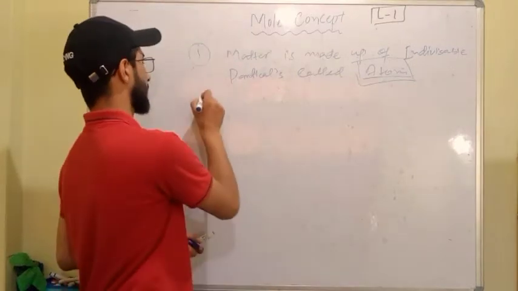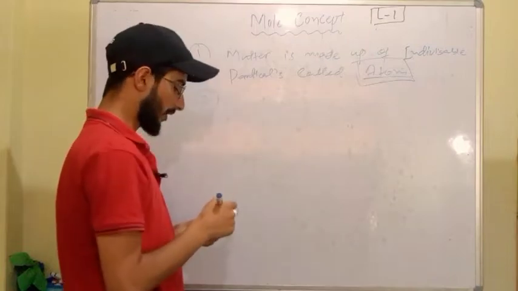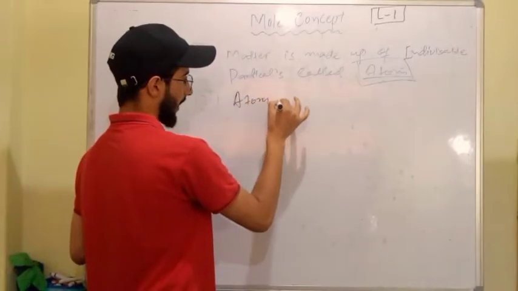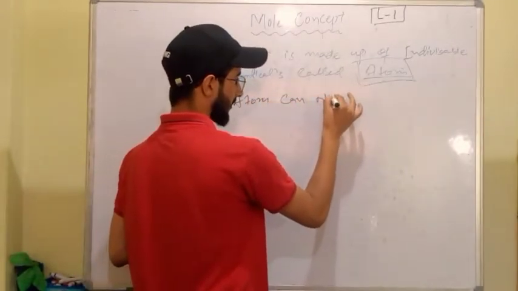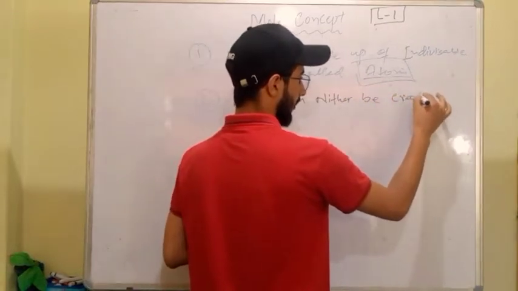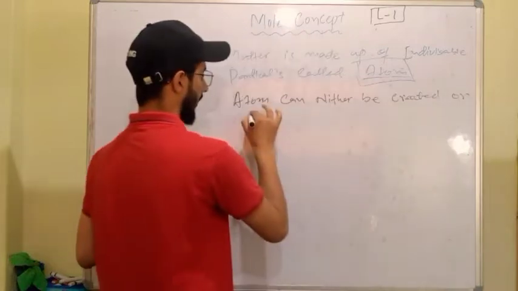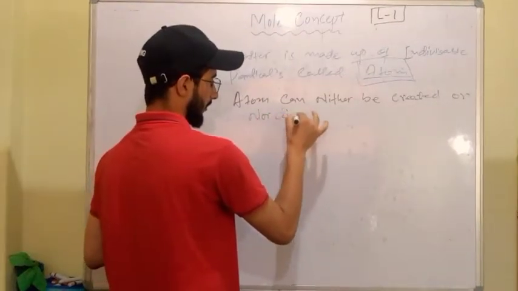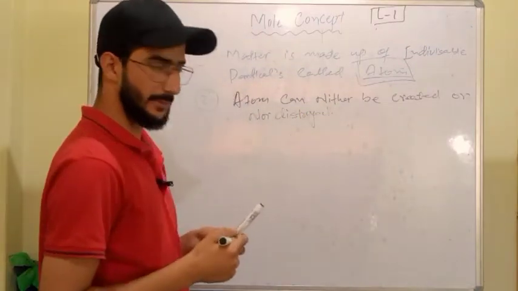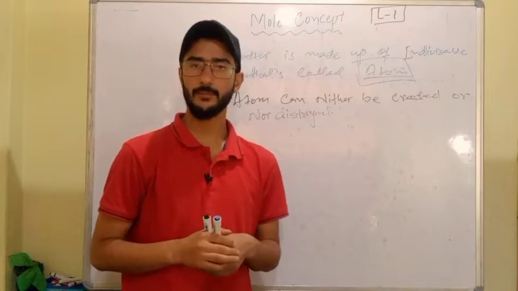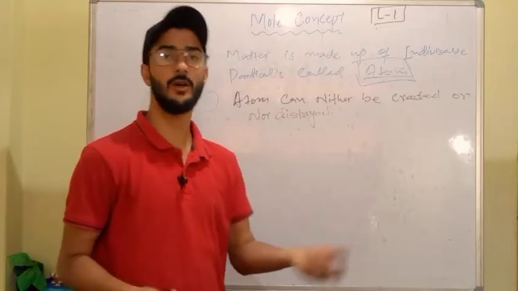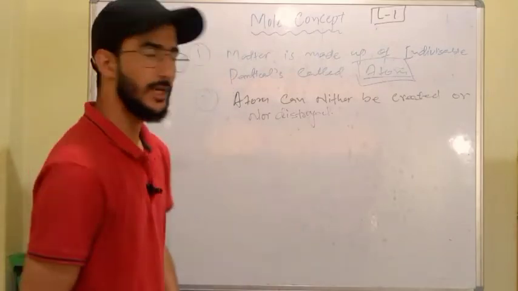And the second postulate of Dalton's atomic theory was that atoms can neither be created nor destroyed. What does it mean? It simply means that the atom is that particle which we can't generate or destroy. The atoms can't be destroyed.